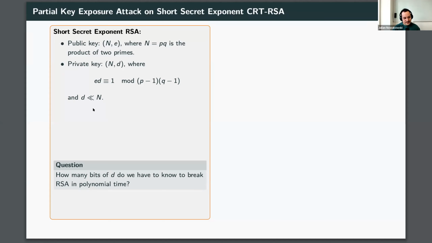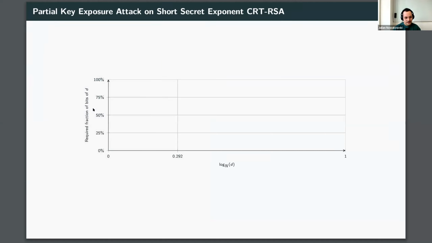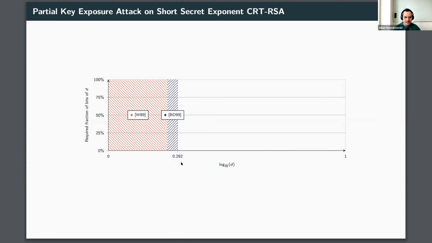The answer is quite nice for RSA. The smaller d, the fewer bits you have to know. And in addition, as long as d is really smaller than N, then you have to know less than 100% of the bits. Let's illustrate this a bit. On the horizontal axis, we draw how large d is in comparison to N, and on the vertical axis, we draw how large a fraction of bits of d we have to know to break RSA in polynomial time. And as you may know, there are these famous results by Wiener and Boneh and Durfee, and they show that if we are below this 0.292 bound here, then you don't have to know any bits at all.